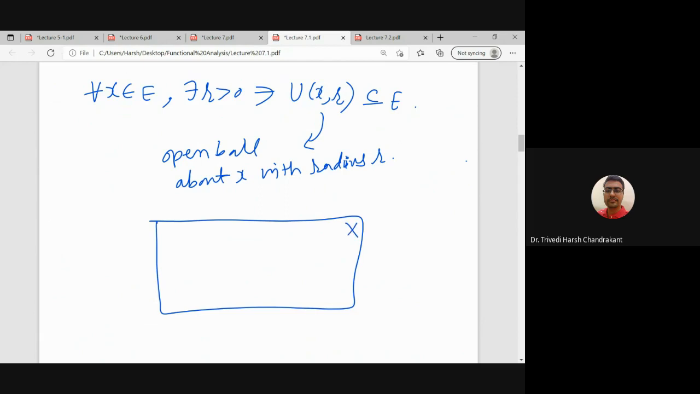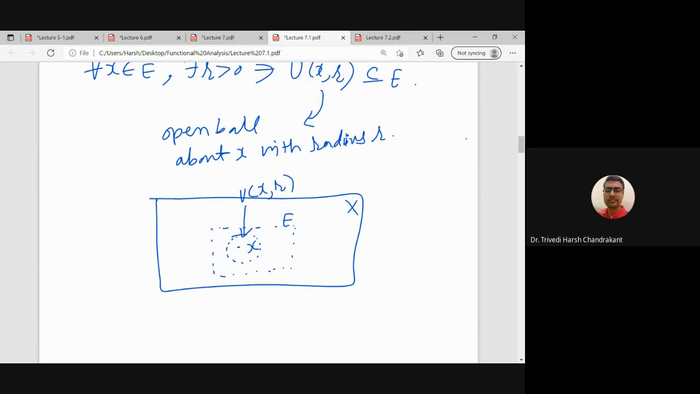Right, so that we know that if we have a metric space and we have a set which is open, so E is an open subset of X if for any element x in E, we can find an open ball which has center x kind of thing and radius R. Right, so around every point x in E we can find U(x, R) for some R.